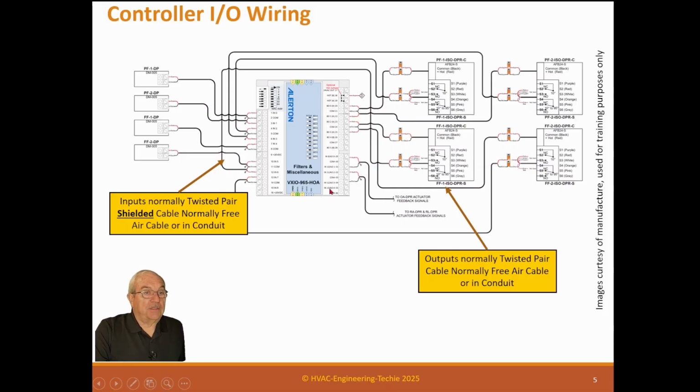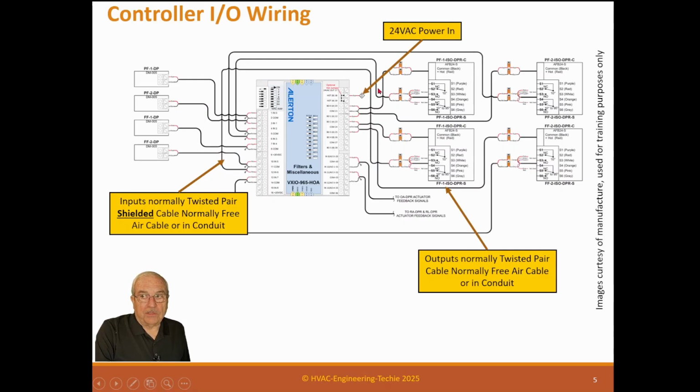But it depends. If you have an actuator, it will be a cable with 2 or 3 conductors twisted inside and won't have a shield. If it's an actuator, it won't have a shield. But if it's something like a transducer, it might have a shield. Normally it's free air cable, unless these are all exposed in a mechanical room or something. Then it might be all conduit.